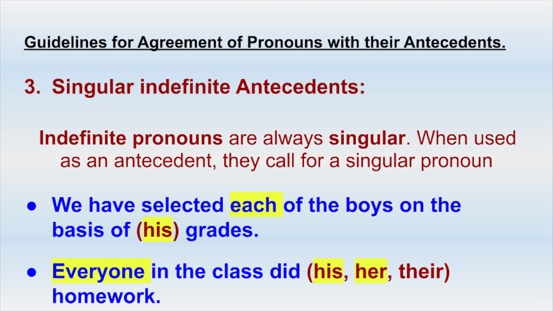In cases like this, when we do not know if the antecedent everyone is masculine or feminine, the rule is to use the masculine pronoun his. So our sentence would read, everyone in the class did his homework. However, please note that in modern times, to be gender neutral, most writers prefer to use their instead of his. So the sentence could be, everyone in the class did their homework.